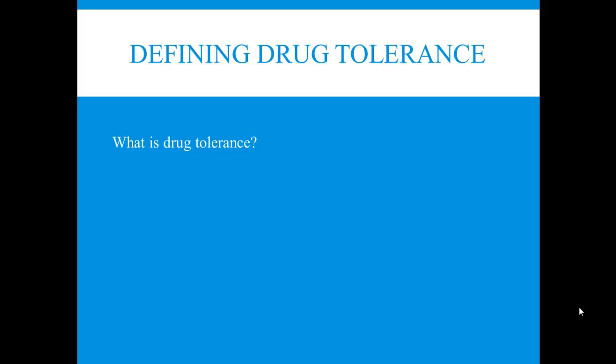Drug tolerance describes a condition where more of a drug is necessary to produce the desired effect. Or another way of saying that is when the current dose of a drug no longer produces the desired effect. So, drug tolerance: a condition where more of a drug, an increased dose, is necessary to produce the desired effects. Or in other words, the current dose no longer produces the desired effect.